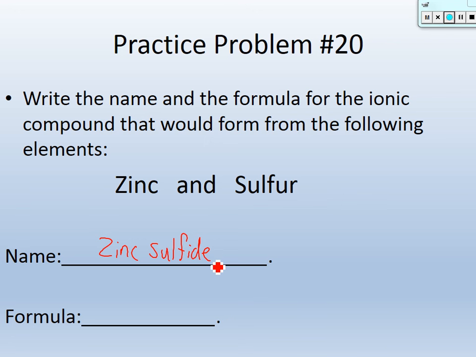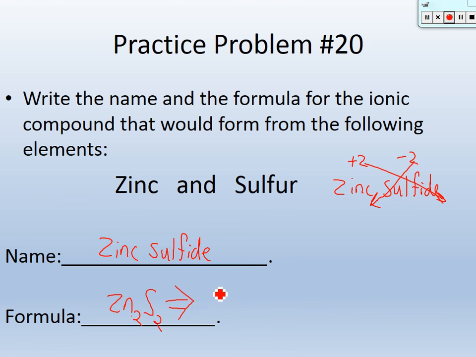Good. Okay, if its name is zinc sulfide, what do I write above the zinc? +2. What's the charge of sulfide? Sulfur is a -2. It's in group 16. So if we do the crisscross here, zinc is Zn. What number goes there? A 2. Sulfur is capital S. What number goes by the S? A 2. Now, whenever you use the crisscross method, what do you ask yourself? Can it be reduced? Can I reduce a 2 and a 2? Yeah.